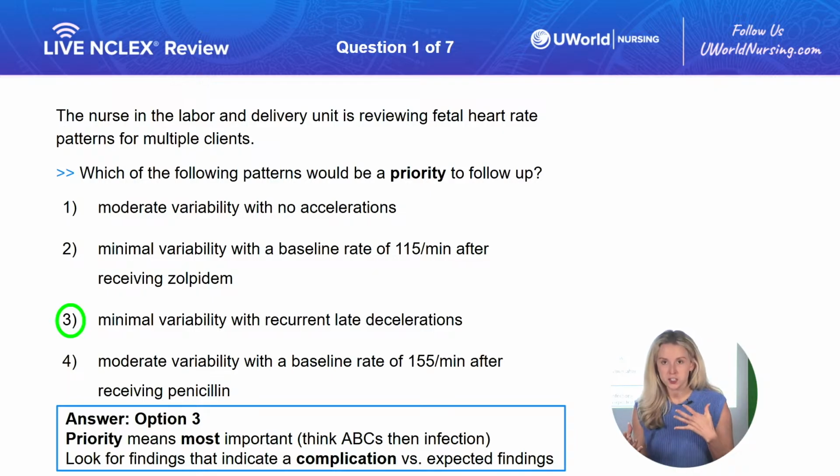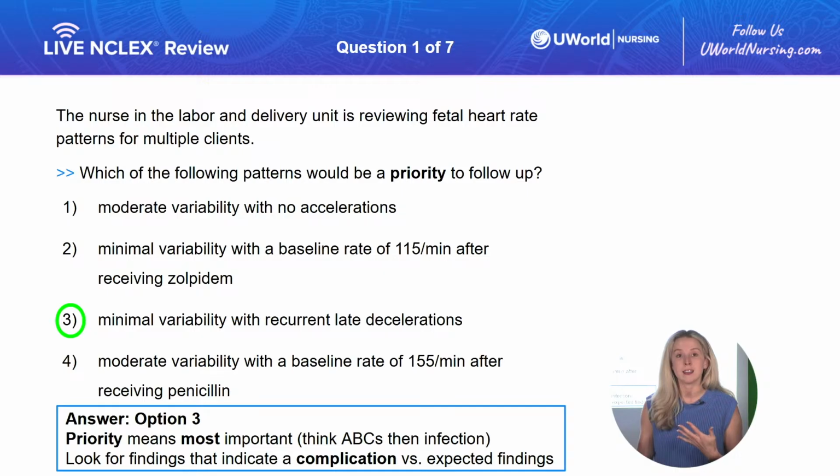So fetal heart rate tracings are divided into 3 categories. An easy way to remember it is category 1 is a reassuring pattern, category 3 is a non-reassuring pattern, and essentially category 2 is like a catch-all, everything in the middle. So in option 1, moderate variability with no accelerations, moderate variability is what we want to see. That's good. No accelerations we're not necessarily concerned about right now.